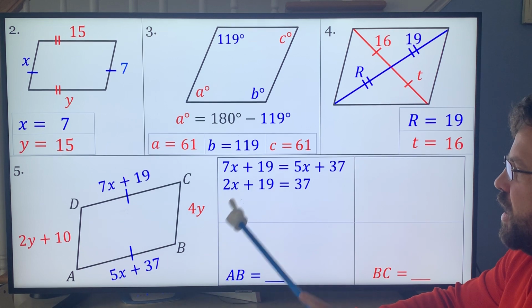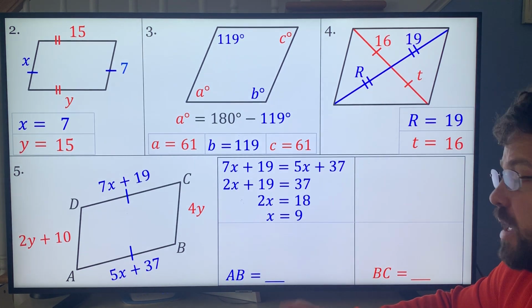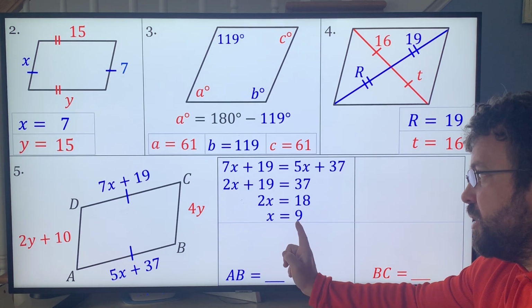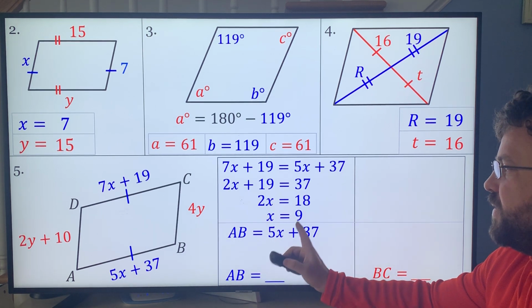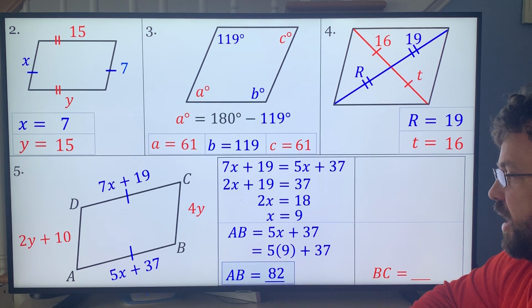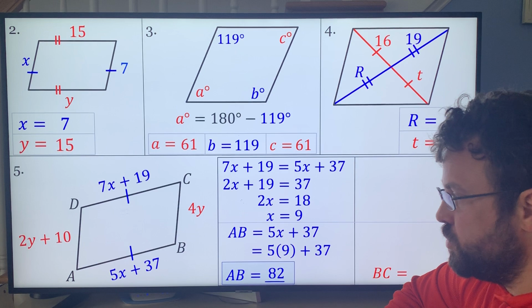Subtract 5X, subtract 19, divide by 2, and you get X equals 9. Not your answer, though, because it asks to find AB. Take the 9 and plug it in for the x right here. 5 times 9 is 45. 45 plus 37 is indeed 82.